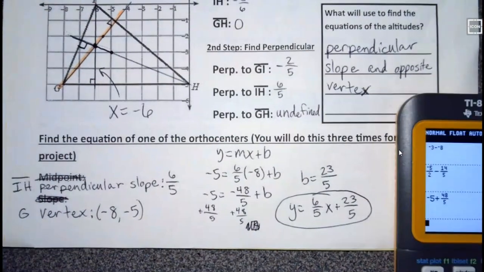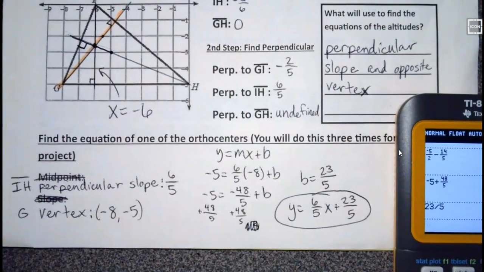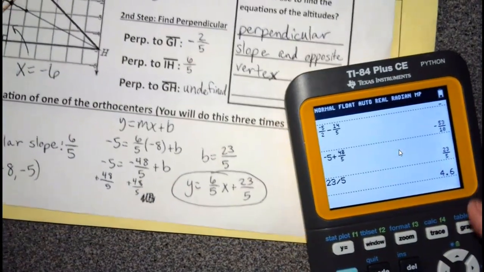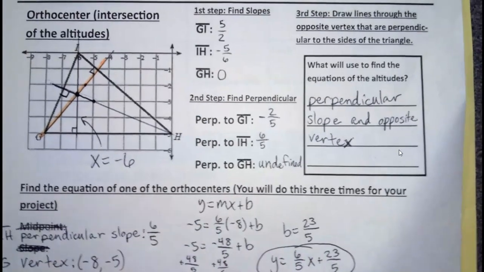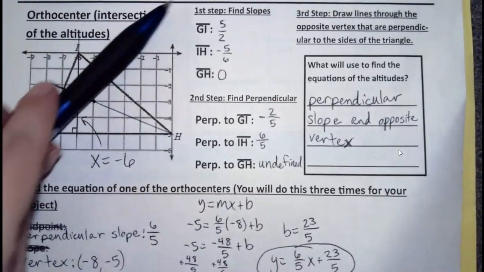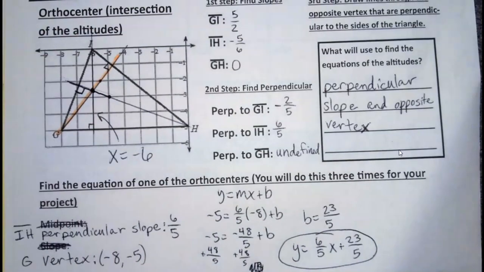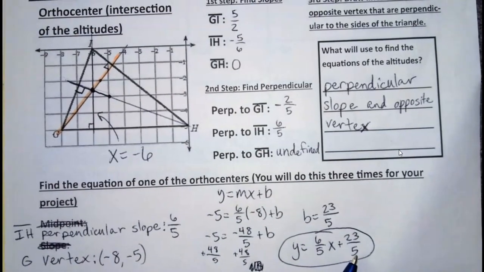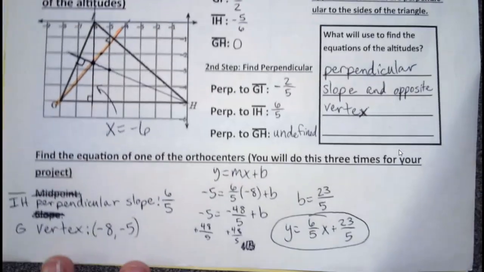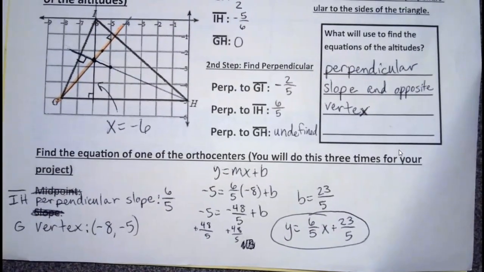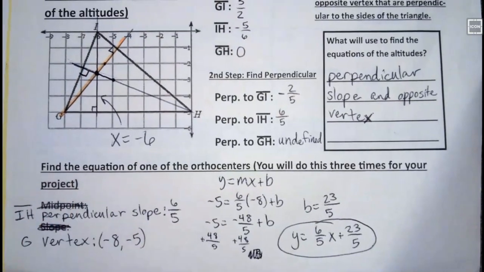And one thing I want to point out here, 23 divided by 5 is 4.6. Don't write 4.6. You'll write 23/5. But in order to kind of check your answer, you can always extend this line, because your graph will be bigger, to that y-intercept and see if your math matches your graph. That's an important thing for the project, making sure the math matches the graph. It'll just make your life easier. If it does, then you'll know it's correct.